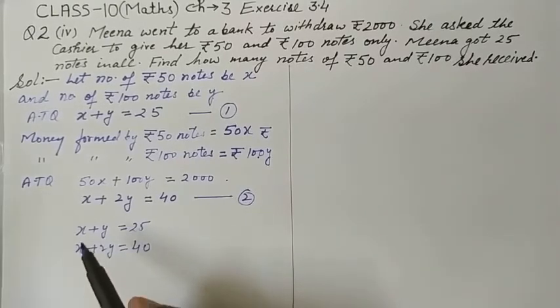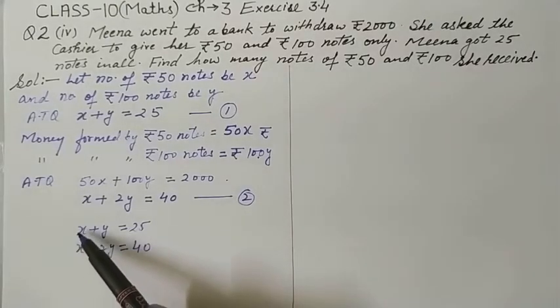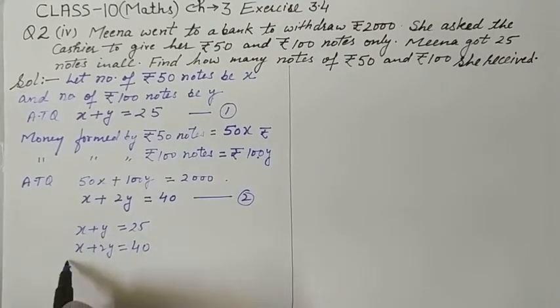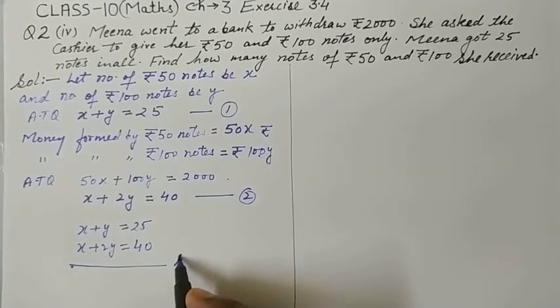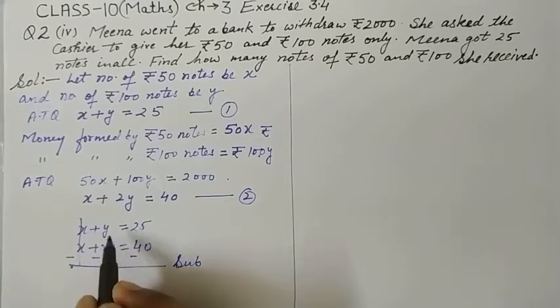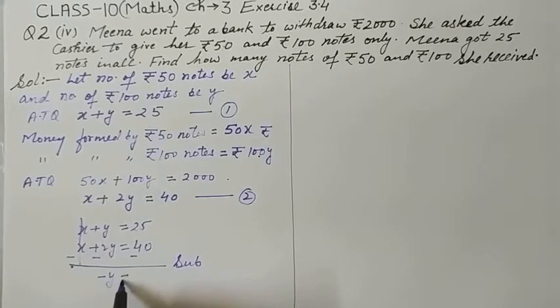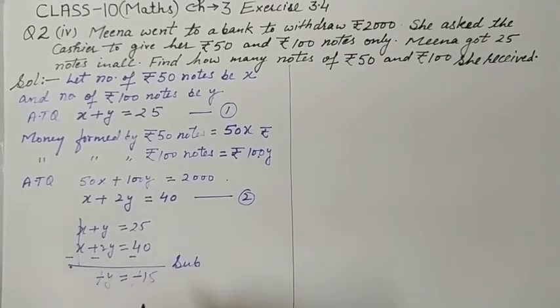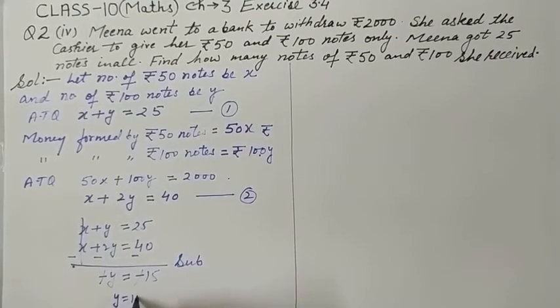Now we are to make these coefficients equal. The coefficients of x are equal here and they have the same sign. So we are to subtract these equations. So here minus, here minus, here minus. This is cancelled. We are doing this by the elimination method. So minus 2y plus y is minus y. So minus 40 plus 25 is minus 15. So minus minus cancelled. So y is 15 with us.